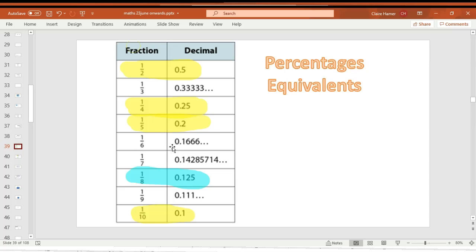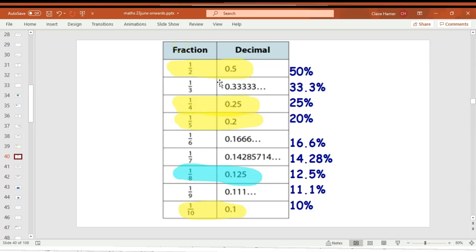Right, I'm going to reveal the answer so you can see how many you've got right. So a half is 50%. 1/3 is 33.3 recurring percent. Notice how I'm just shifting the digits 2 places to the left. Basically, because percentage means parts per 100, all I'm doing is multiplying the decimals by 100. So each digit moves 2 places.